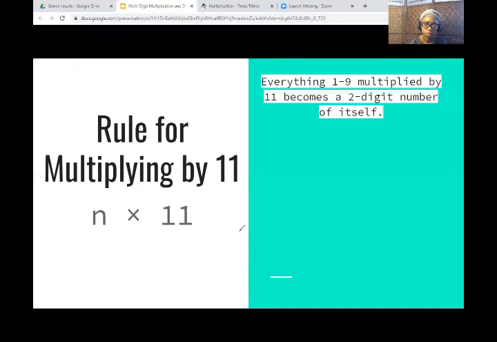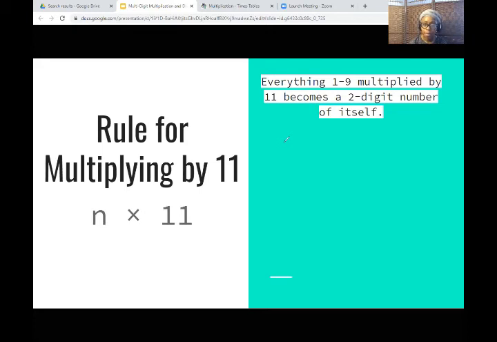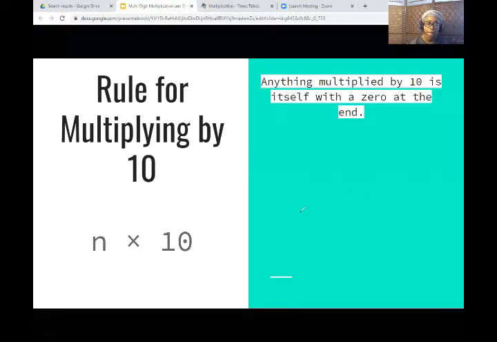Okay, so now we have a rule for multiplying by 11. N times 11, N meaning any number. Everything 1 through 9 multiplied by 11 becomes a 2-digit number of itself. So let's have 2 times 11. That's going to give us 22. Let's have 6 times 11, and that gives us 66. All right, one more. 9 times 11. That gives us 99.